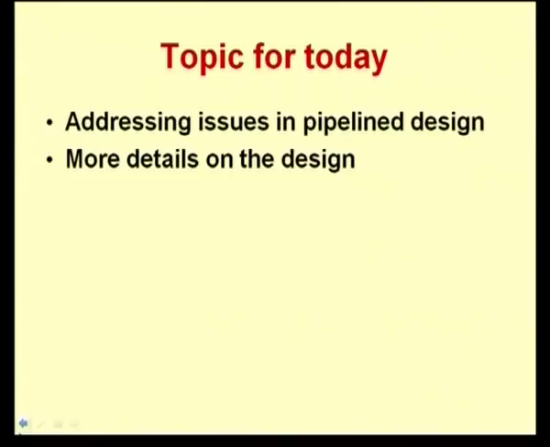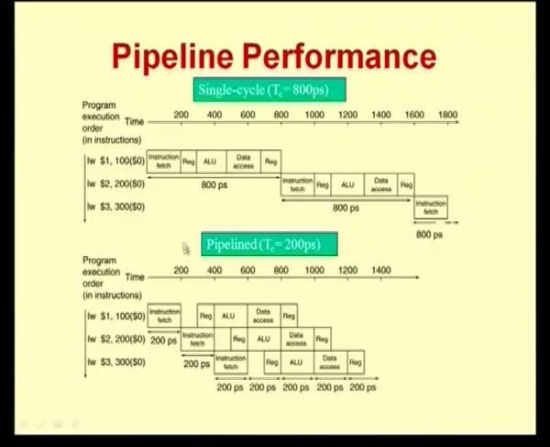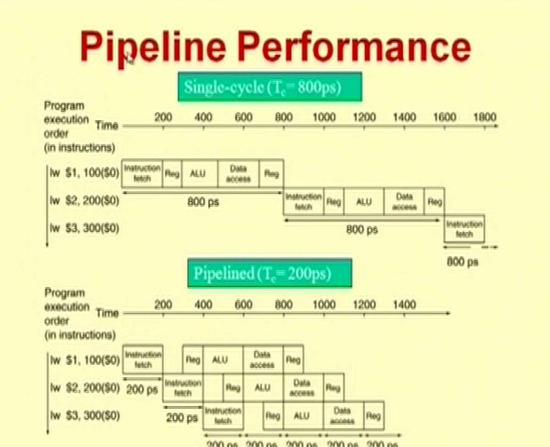In today's lecture, what we will be looking at is some of the issues that occur in a pipeline design, and we will also look at some more details on the design as such. So, a quick recap of what we have been looking at in the previous class. If you look at this idea of pipelining, we are able to get better performance or finish things faster in a pipelined architecture just by starting the next job even before the first job finishes. So, that is the idea.